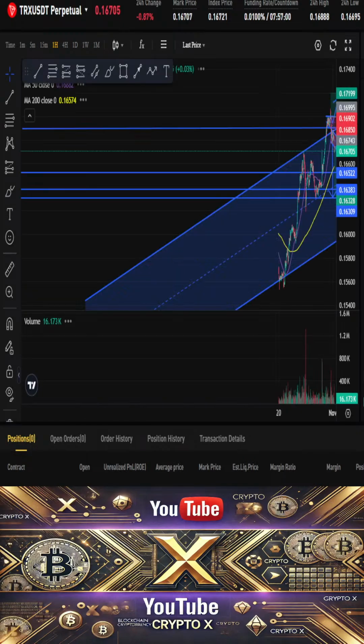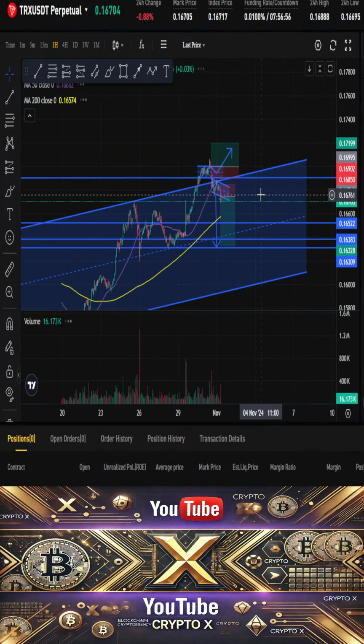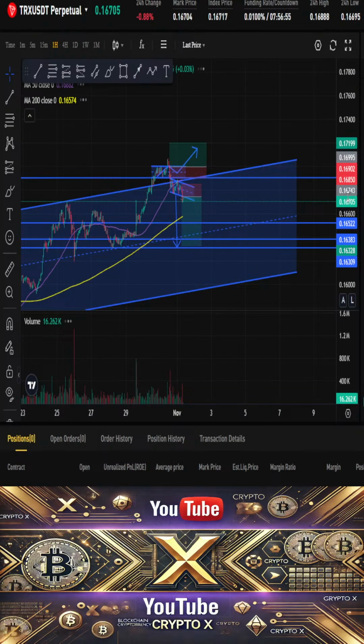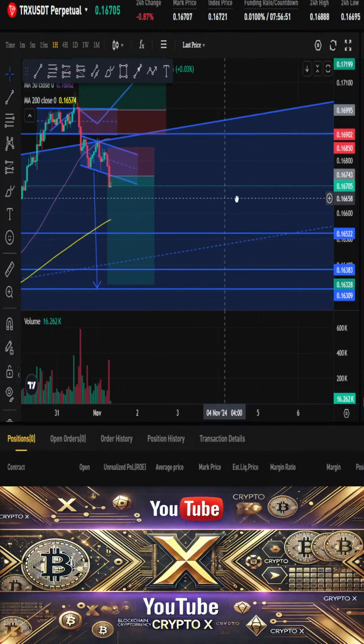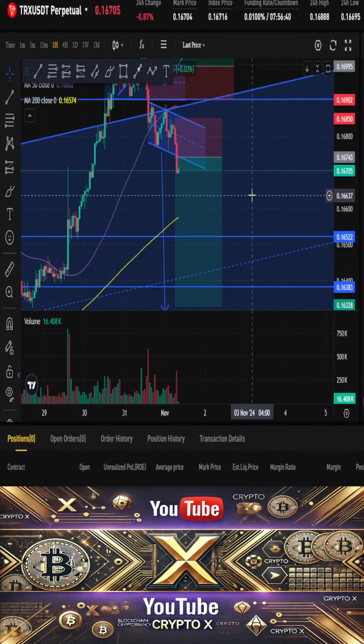One of the basic rules: you have to follow your SL as well as your target. Just remember this. And if you forget to enter a trade, just leave it.